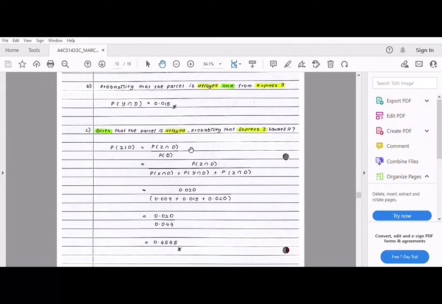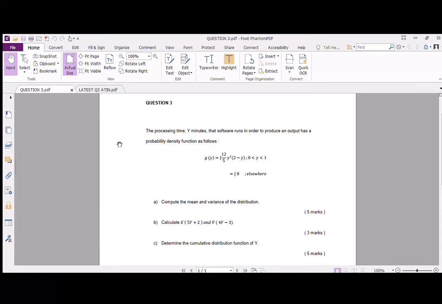So this is the formula: probability of Z intersect D over probability of D. How to find probability of D? For probability of D, you have to add all the probabilities of delay for X plus X, X plus Y, and X plus Z like this. So when you calculate, you will get 0.4545.